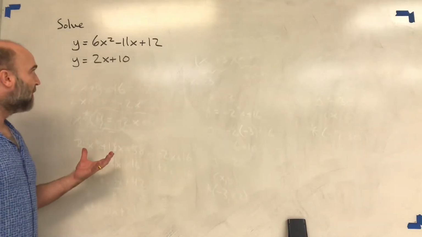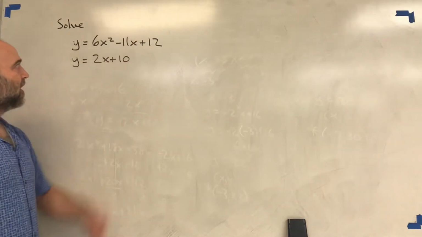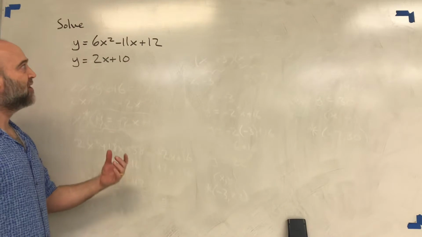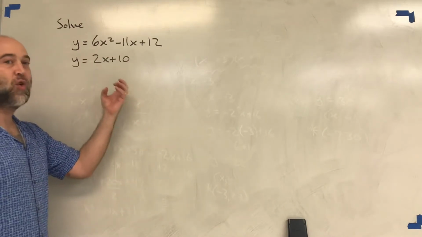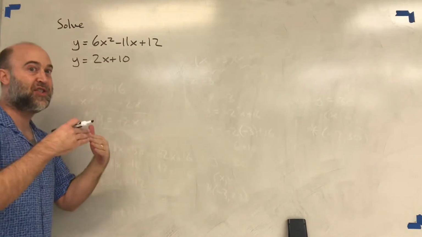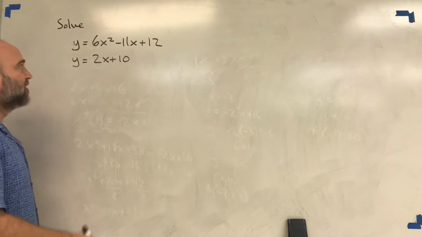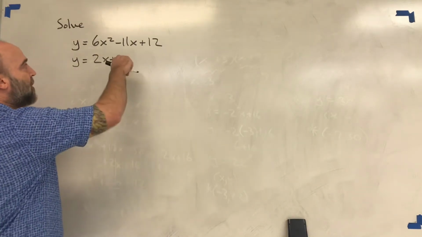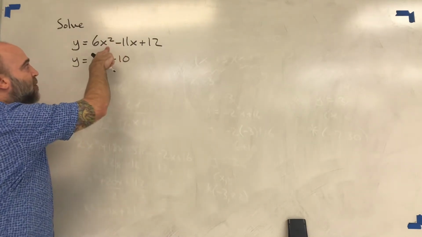We are solving a system of equations here. A system of equations is where do these cross at? Where do they intercept each other at? Where's their intersection? So this is a parabola, that's an x squared equation.